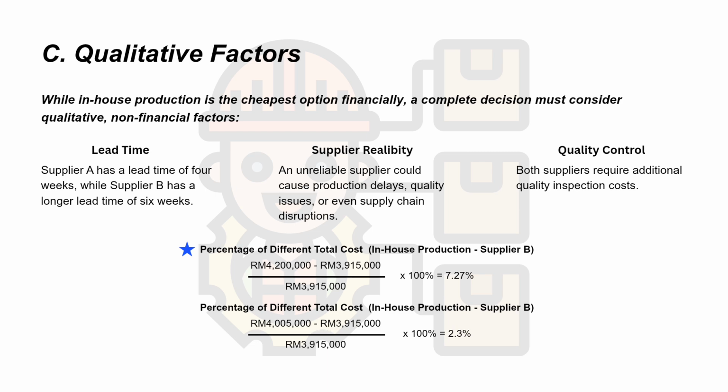One, lead time. The case study does not mention a strict customer deadline, but a 6-week lead time from supplier B introduces a significant risk of supply chain disruption. A delay of this length could negatively impact our overall production schedule and our ability to fulfill customer orders in a timely manner. Two, quality control.